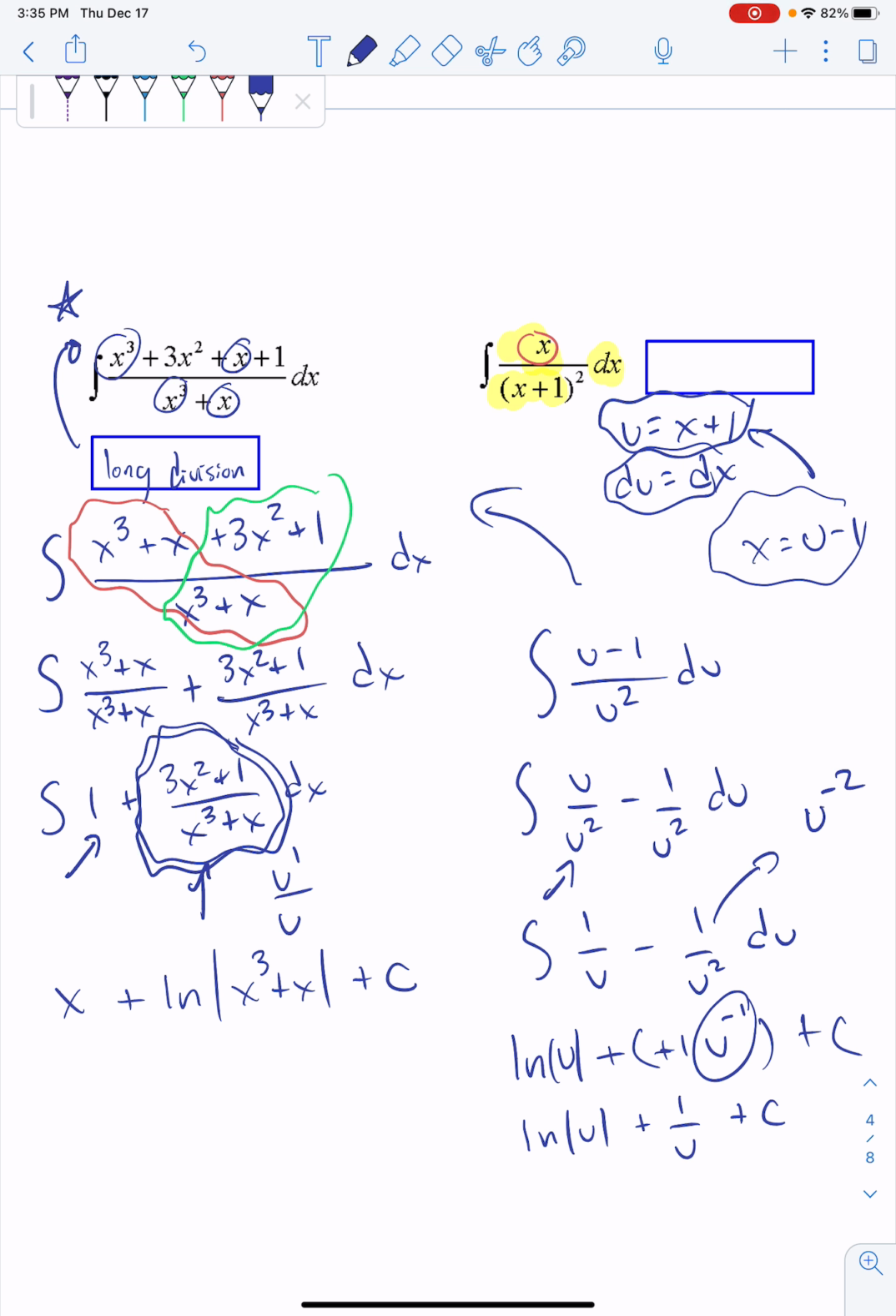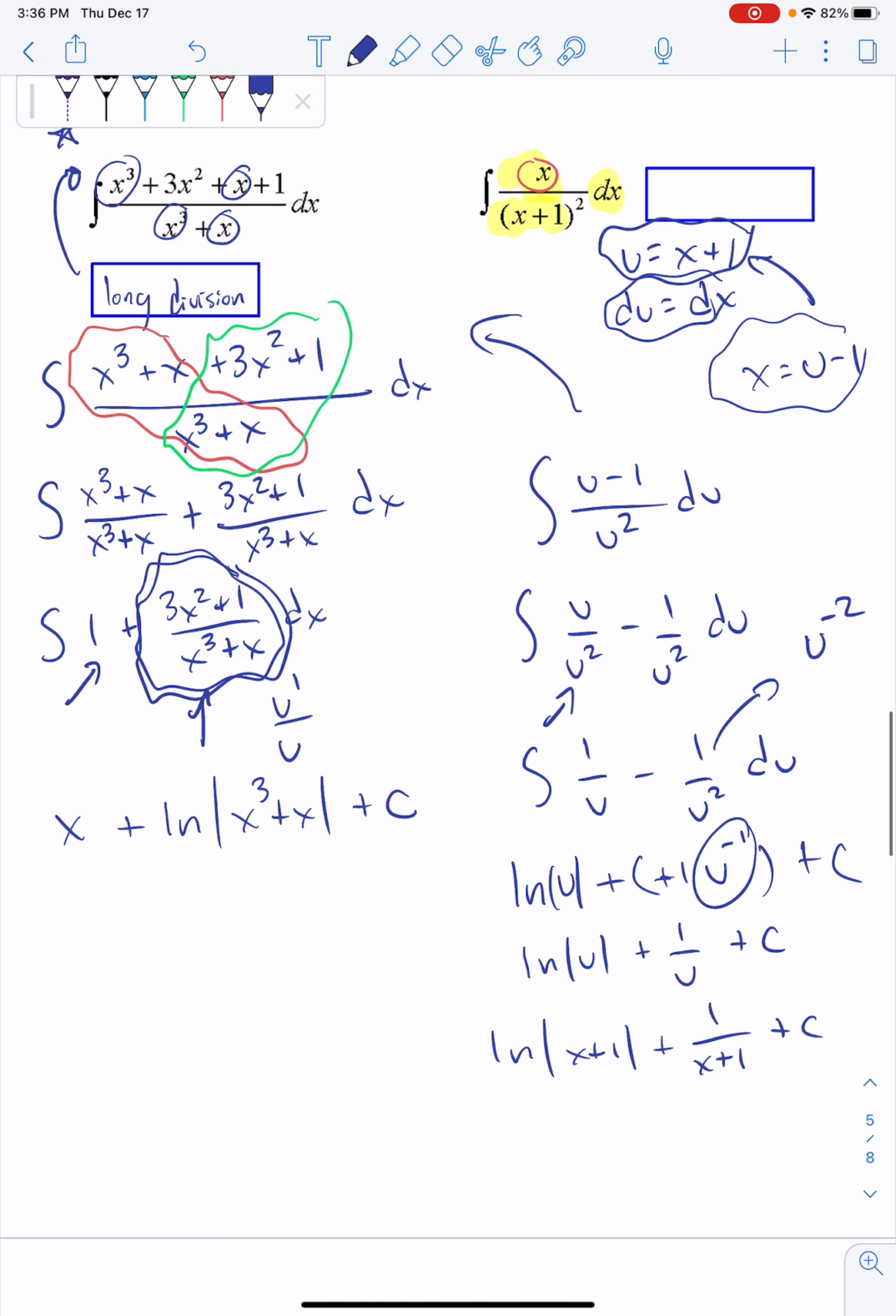Now I got to replace my u's, right? Natural log, absolute value. My u is x plus 1, plus 1 over x plus 1, plus c. And I'm okay with that answer right there. That looks good enough for me. I'm not going to worry about trying to get rid of a fraction and making a big convoluted mess. We're just going to leave it right where it is.